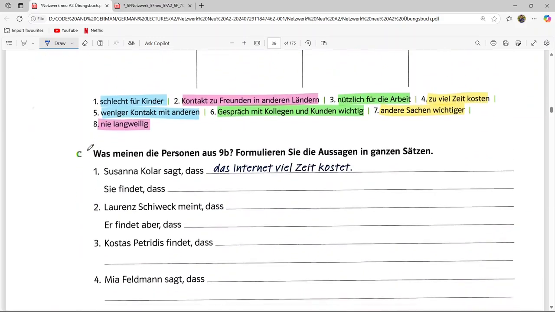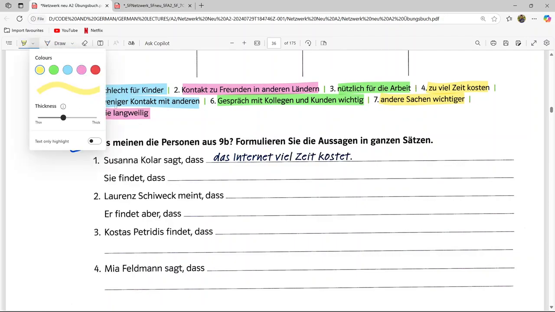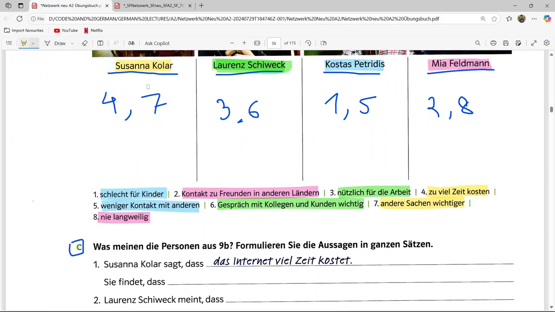Okay, next one is: Was meinen die Personen aus 9b? So what are the opinions of the persons in 9b? Formulieren Sie die Aussagen in ganzen Sätzen. So we have to make everything with a sentence. For example, the first person is done, Zuzana Kohler. So Zuzana Kohler is which person? Zuzana Kohler is the first person. Okay, so she is yellow. And the next point is Lawrence. Lawrence is this one.